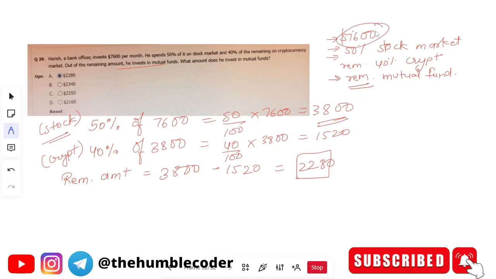Initially he had 7600. Out of that, 50% he invested in the stock market, which means 3800 he invested in the stock market. Out of the remaining 3800, 40% he will invest in cryptocurrency, which means 1520 he will invest in cryptocurrency. So out of the 3800, if 1520 is gone, we are left with 2280. This is the amount that he is left with, and he will invest all of this in the mutual fund. So the correct answer is going to be option A. Hope you have understood it. Let's move on to the next one now.